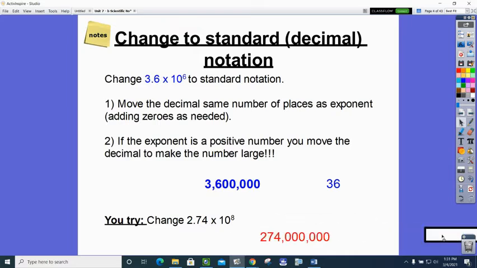Did you put 274 and 6 zeros? You do not add 8 zeros. You move the decimal 8 powers of 10. So you have to go around the 7 and around the 4, which used up 2, and then you need 6 more. So 274 million is the same thing as 2.74 times 10 to the 8th.